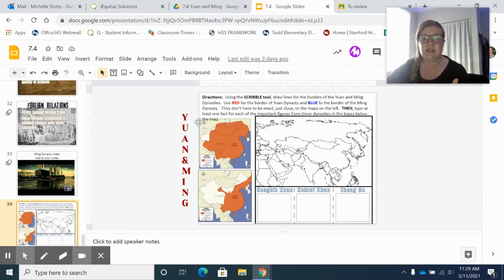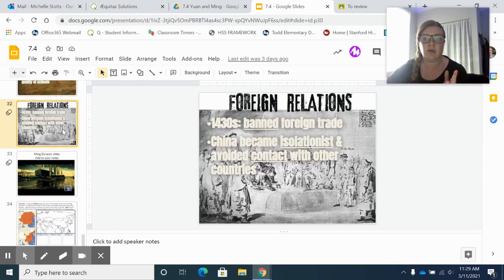So what you're going to do, since we see isolationism, if we go back to this one, it's pretty much the end of the Ming Dynasty, because once you isolate yourself and you don't have income coming in or more trade coming in, you're not going to be as successful. That brings us to the end of the Ming Dynasty.